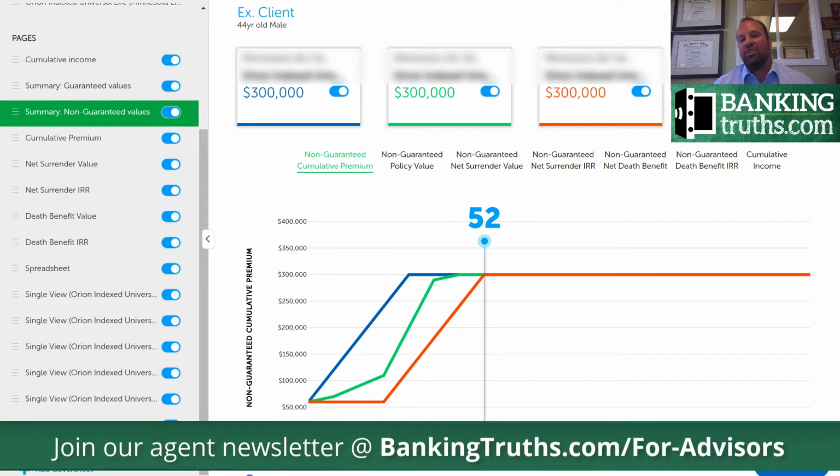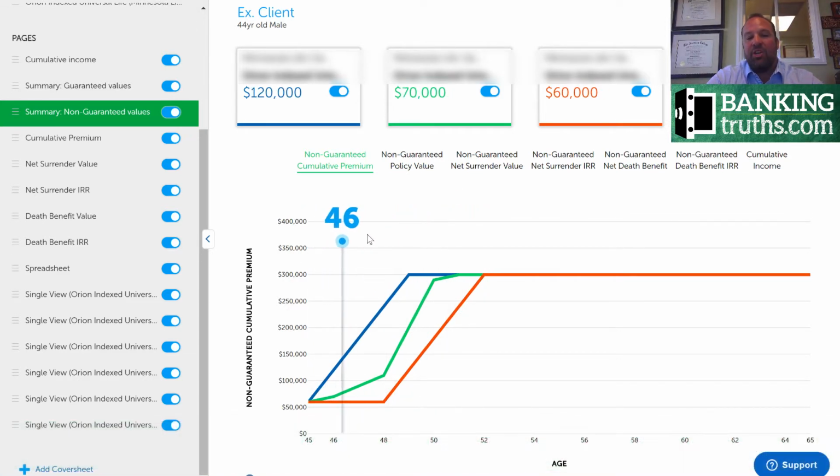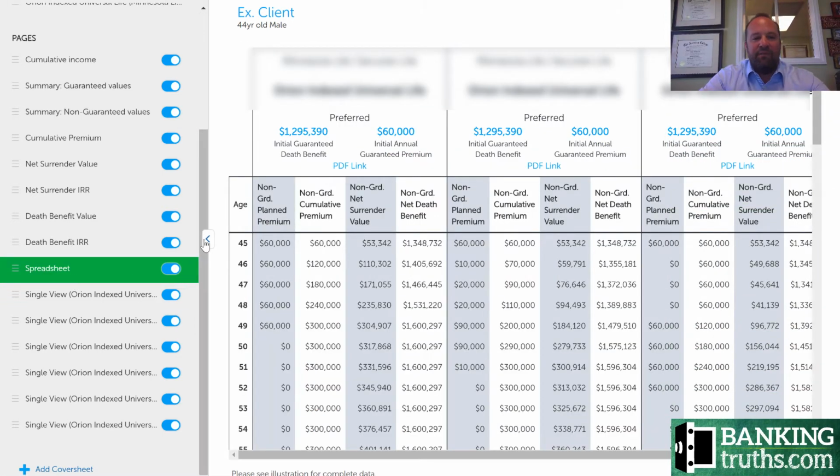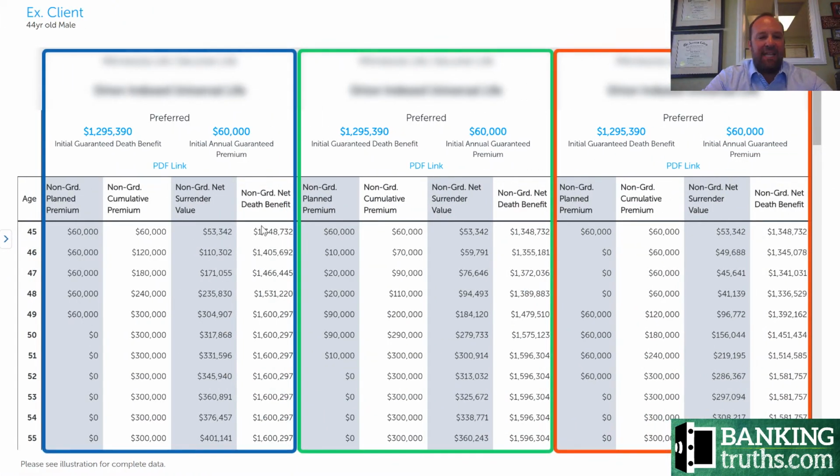So even though eventually $300,000 of premium enters all of these policies, you can see here with these lines representing the non-guaranteed cumulative premium, the journey to get to the $300,000 was different for all three of these scenarios. And I love the nifty visualization software here, but I'm going to take it back to their simplified spreadsheet version so you can just see exactly what's going on.